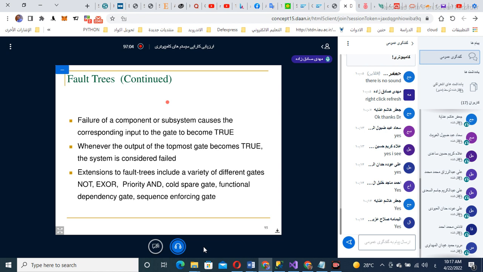Failure of a component or subsystem causes the corresponding input to the gate to become true. But that is a fault tree, not a reliability tree, and 1 means failure. Whenever the output of the topmost gate becomes true, the system is considered failed. Extensions to fault trees include a variety of different gates, for example NOT, XOR, priority AND, spare gate, functional dependency gate, sequencing and forcing gate.